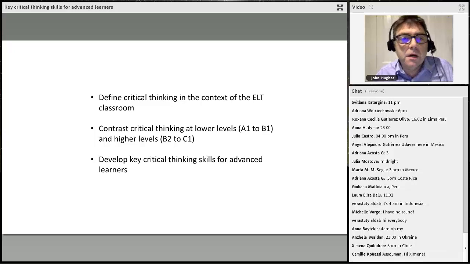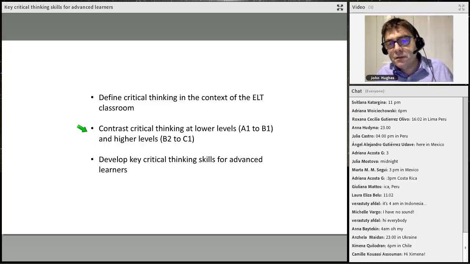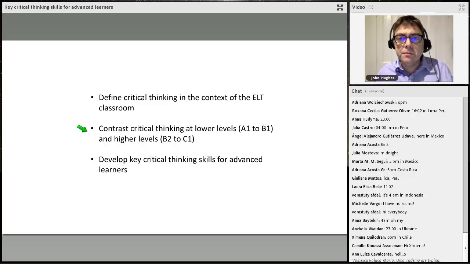The second part of the presentation, again quite brief. I'm going to contrast the main features of critical thinking at lower levels with those at higher levels, so we can see the relationship between learners at beginner to pre-intermediate level and learners at intermediate to advanced level. Okay.